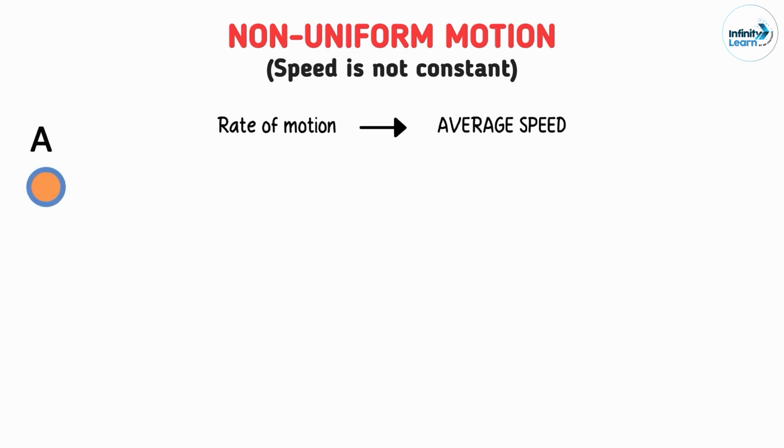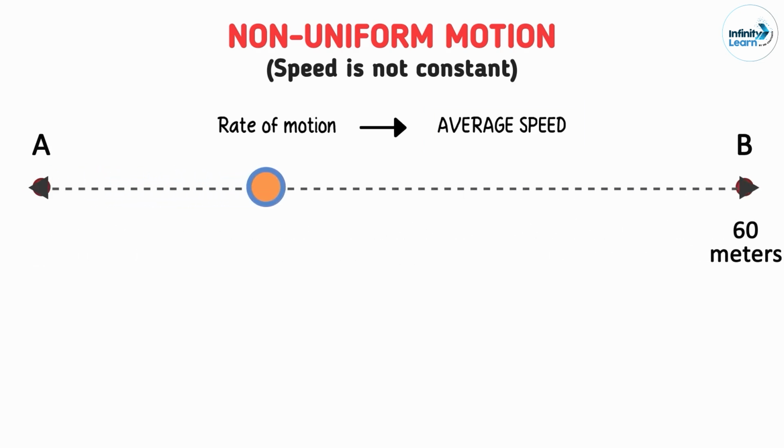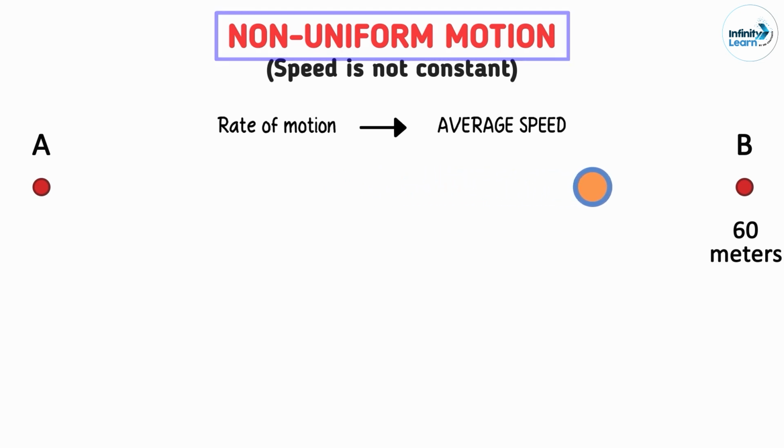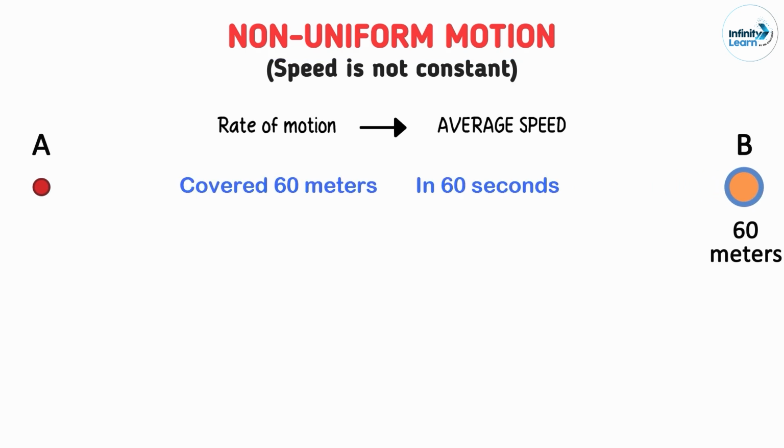This boy leaves point A to reach point B, which is 60 meters away from A. And he has been walking at varied rates of motion, basically non-uniform motion. He takes 60 seconds to reach point B. So he has covered 60 meters in 60 seconds. What is his speed? Can you tell?